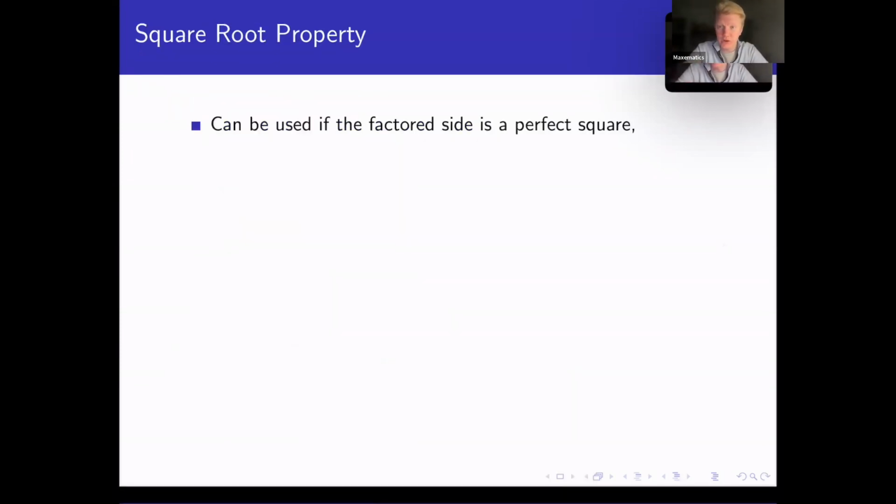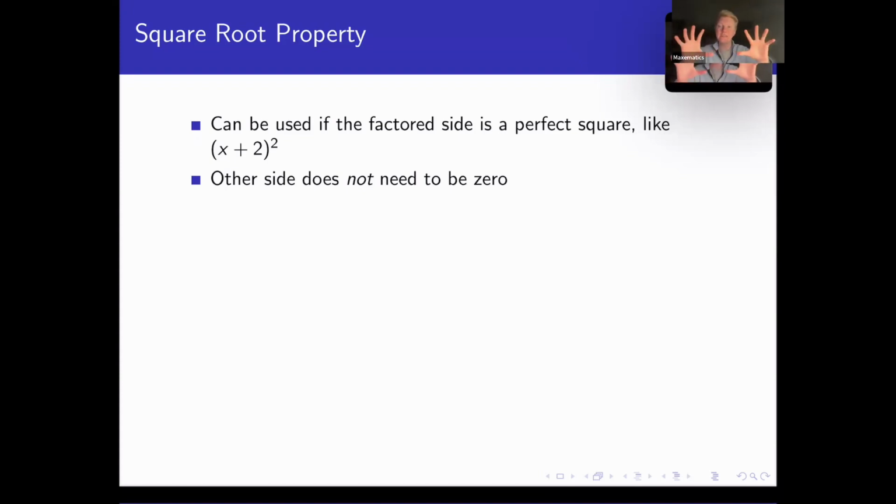So let's talk about the square root property first. Square root property can be used if the factored side is a perfect square. And what I mean by that is something like x plus 2 squared. That would be a perfect factored square. The other nice thing about square root property is that the other side doesn't need to be equal to 0. In factoring, one side has to be equal to 0 because we need to be able to set each factor equal to 0 separately. But for square root property, we're not going to need that to be the case.